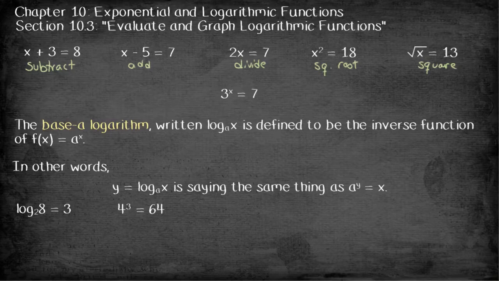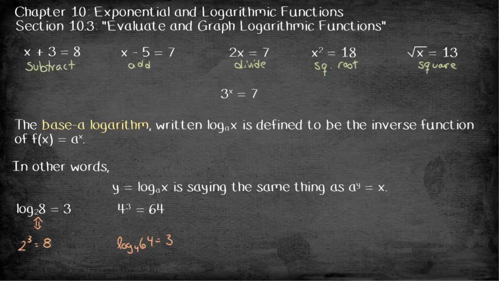So log base 2 of 8 is saying 2 to the third power gives me 8. Whereas this guy, the second equation, is saying that the log base 4 of 64 is equal to 3. So when you feed a number into a logarithm, you are getting the exponent as an output, essentially.